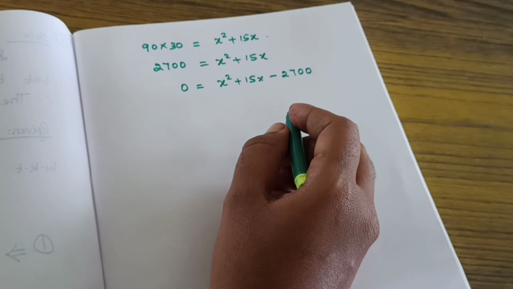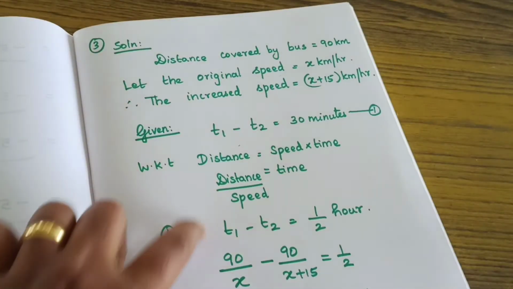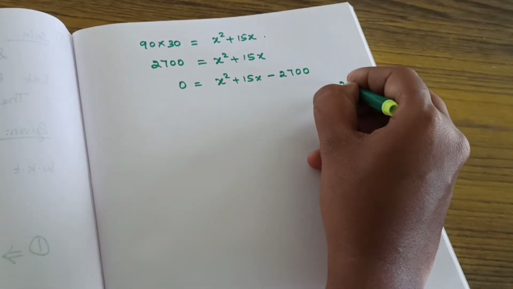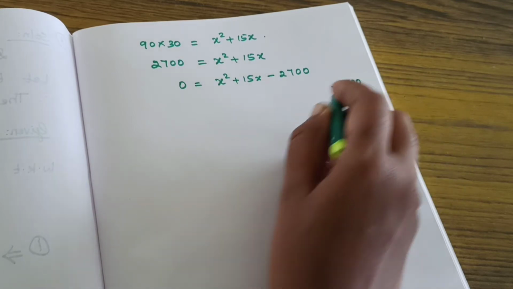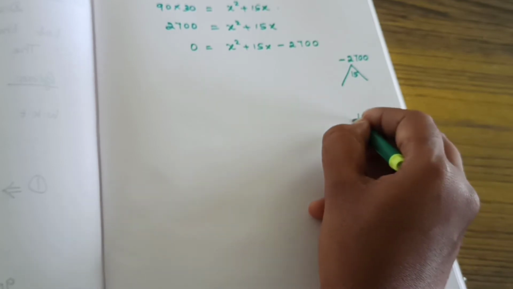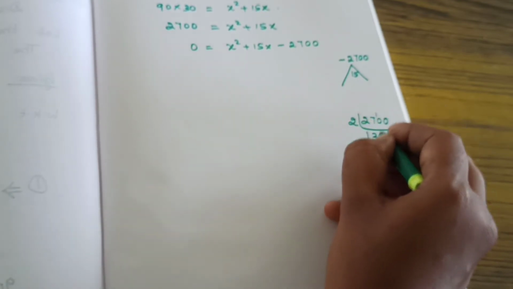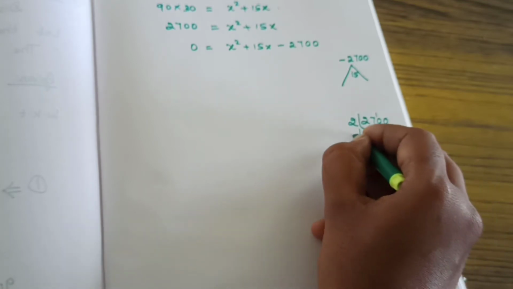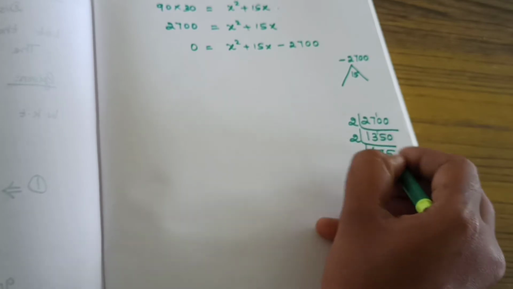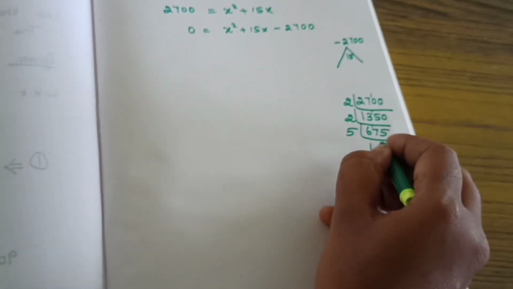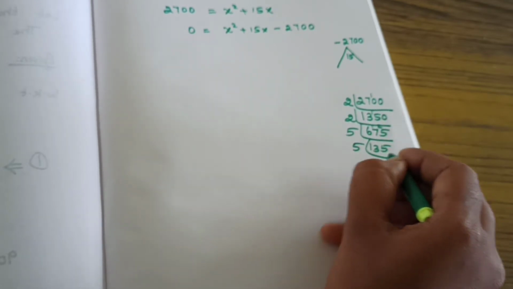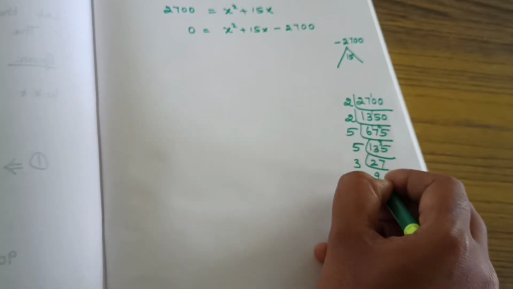Now we need to factorize this, for finding the x value. x means which value? Original speed. Now into factors, minus 2700, check for the factors. While factorizing 2700, we split it into 2, 2, 3, 3, 3, 5, 5 and so on. Again for 5, 1 5 is 5, 3 5s are 15, balance 2, 5. Again for 5, and for 3, 9 and 3.